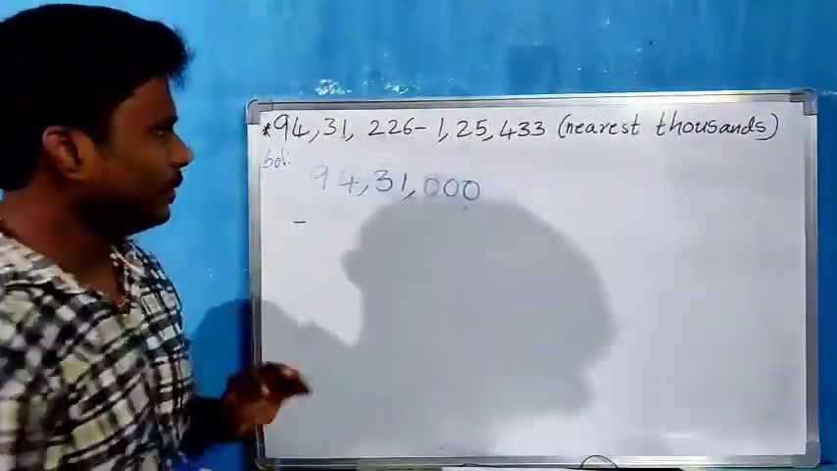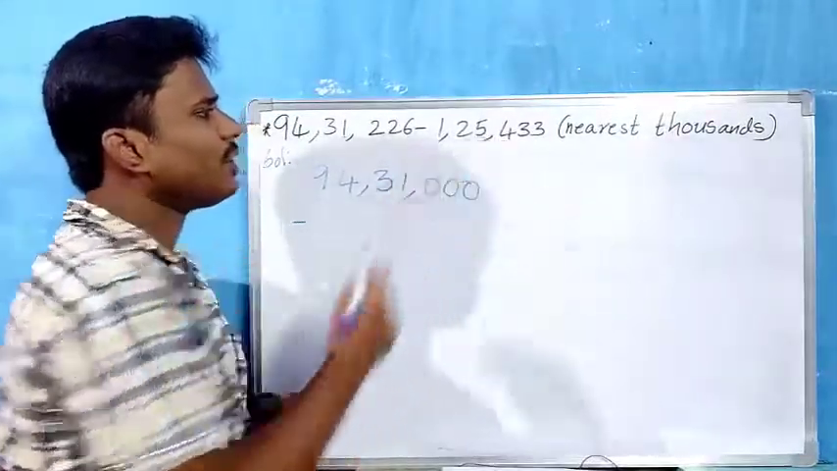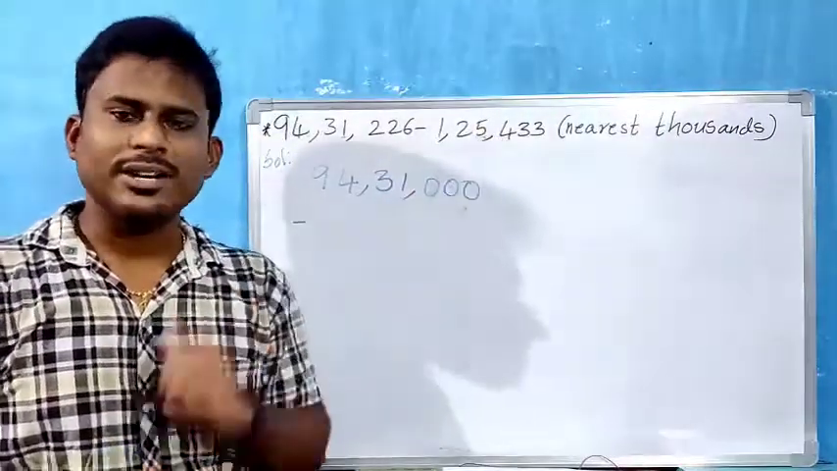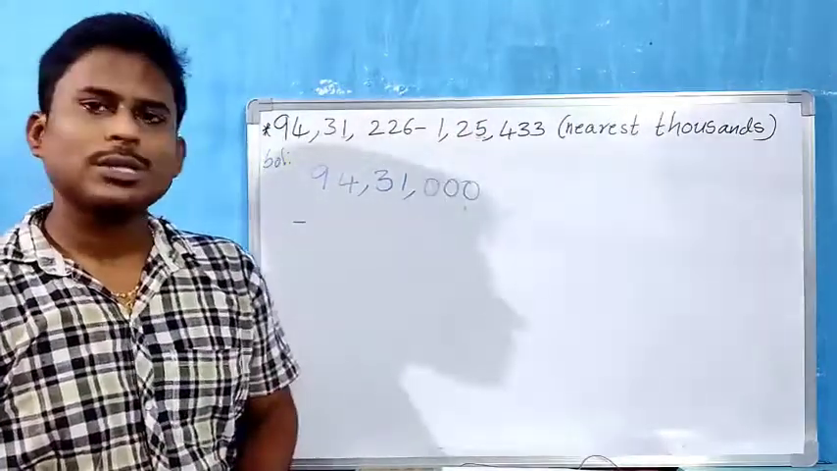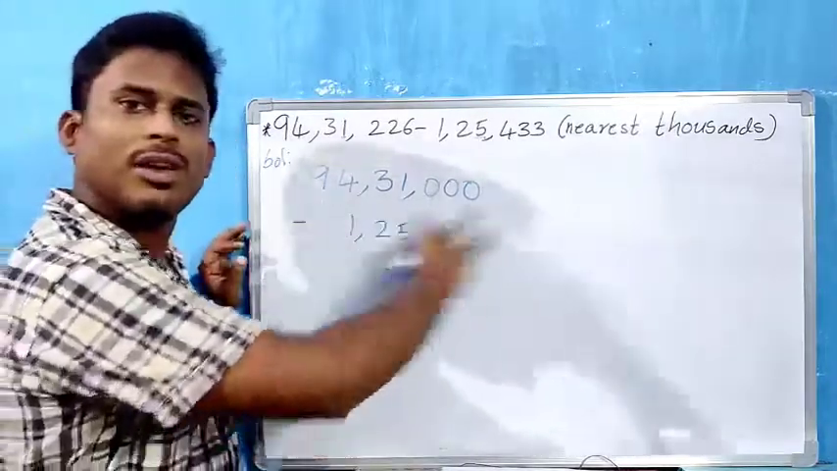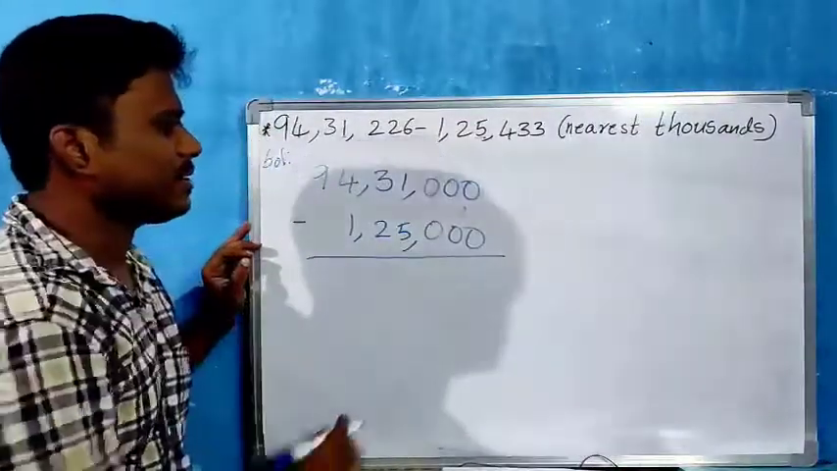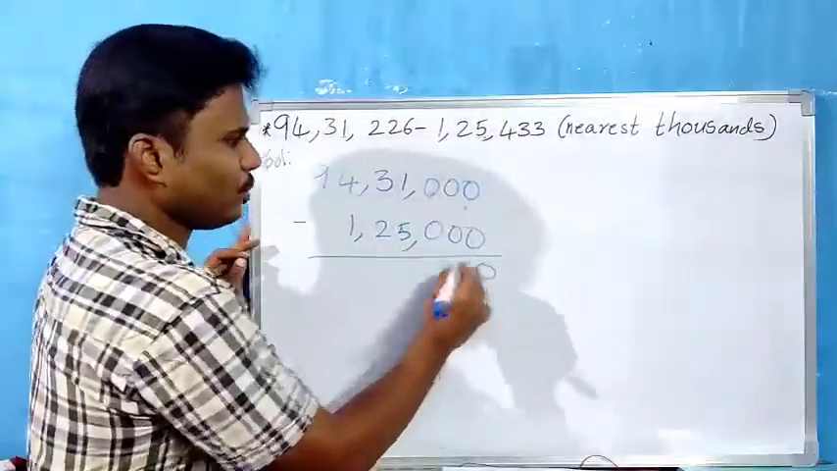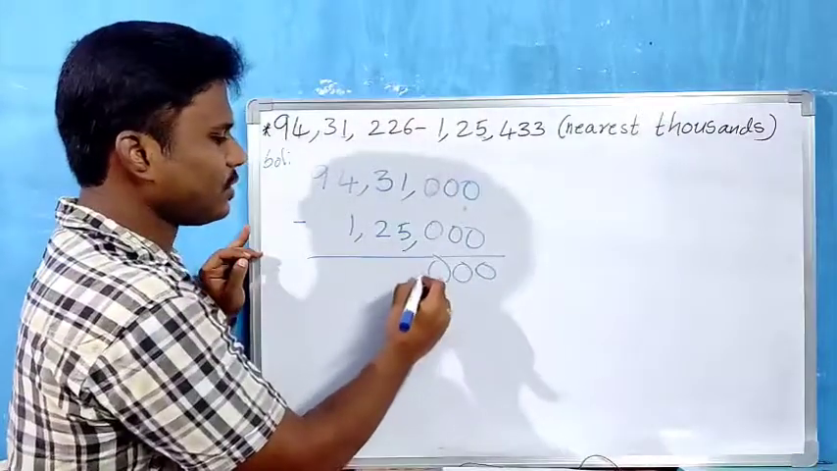Now minus. Now let us round off to the nearest thousands. So we are rounding off to the thousands. The right side digit, the hundreds place, is again less than 5. So it stays as it is. So 1,25,000, and all the right side places are 0, children. So subtract: 0 minus 0, 0; 0 minus 0, 0; 0 minus 0, again 0.